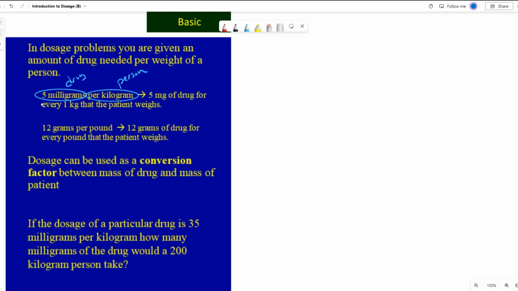Now, none of the problems are going to say that it's 5 milligrams of drug per kilogram of person. You just need to know that the first term is drug and the second term is person. You also want to think of this per as just meaning divided by. So if we were to rewrite 5 milligrams per kilogram, it would look like this: 5 milligrams over kilogram. If there's no number there, you just put a 1 in there. Put your parentheses around it. This dosage can then be used as a conversion factor to convert back and forth between the mass of the person and the mass of how much drug that person would take.